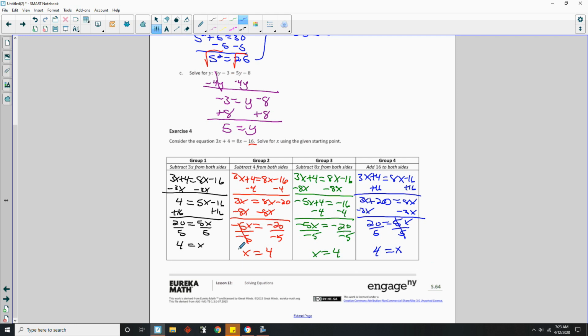So x equals 4, x equals 4, x equals 4, x equals 4. So no matter what we did first in this equation, we came up with the same answer.